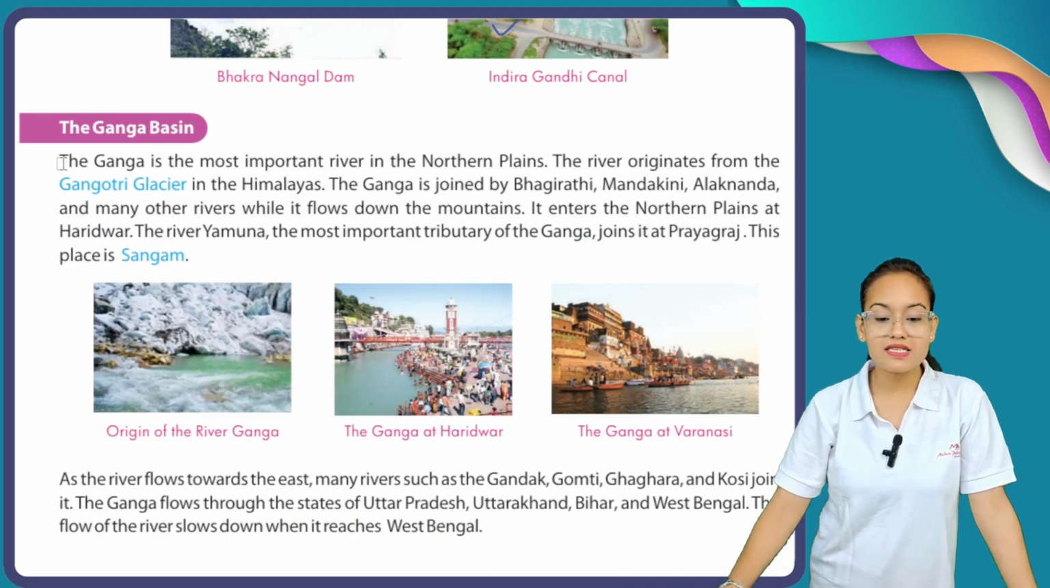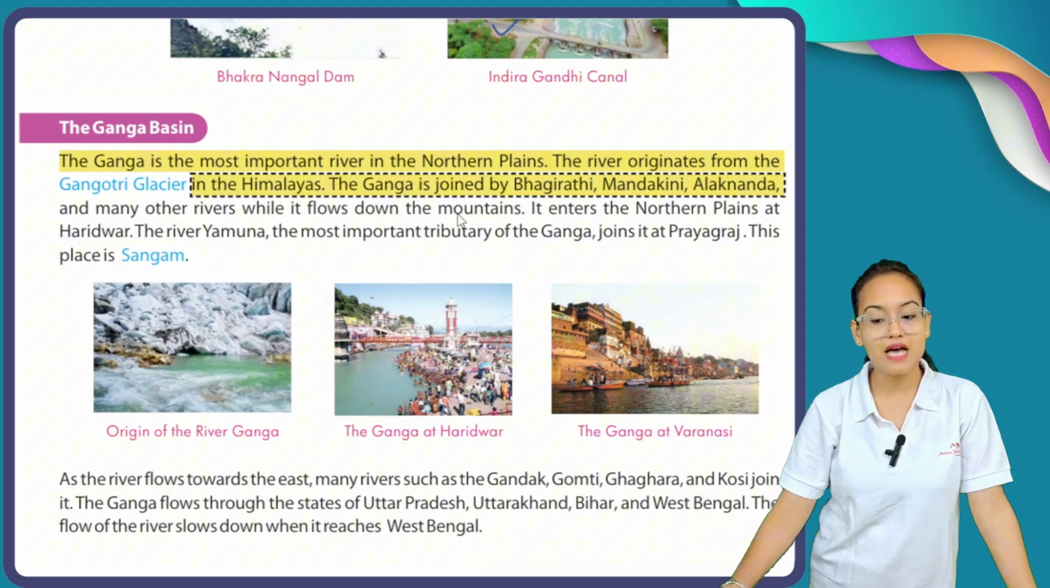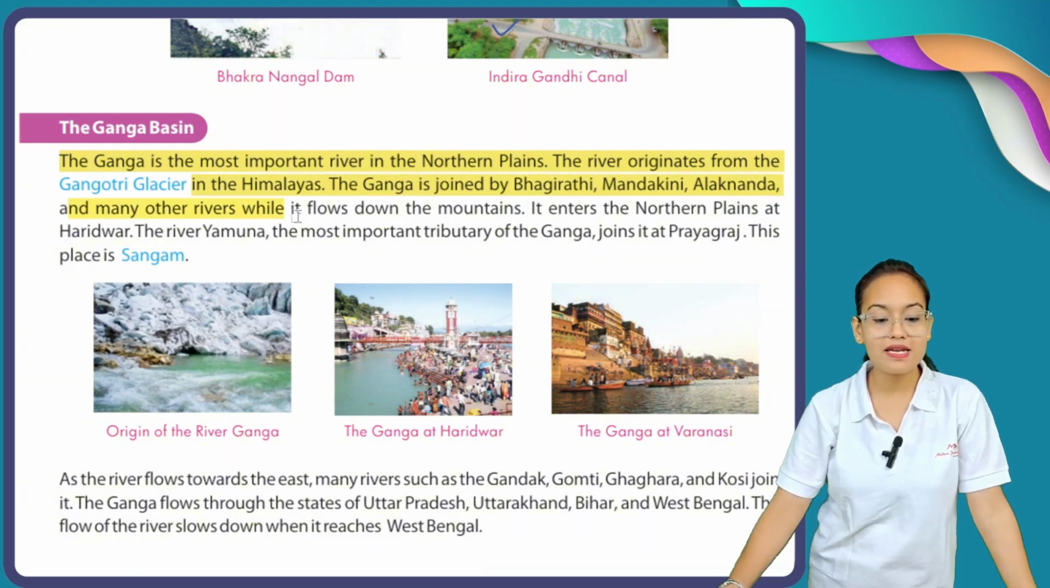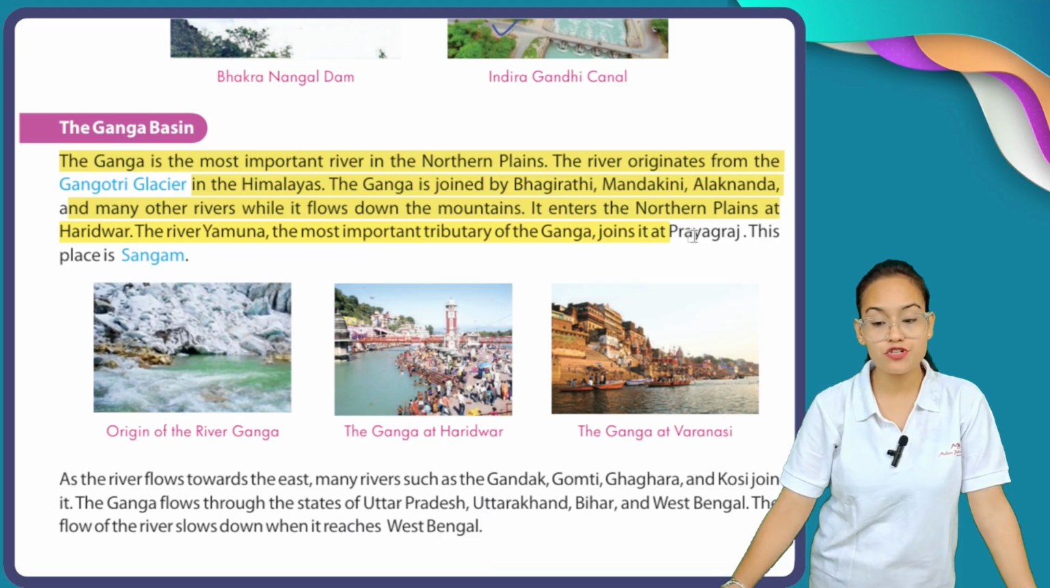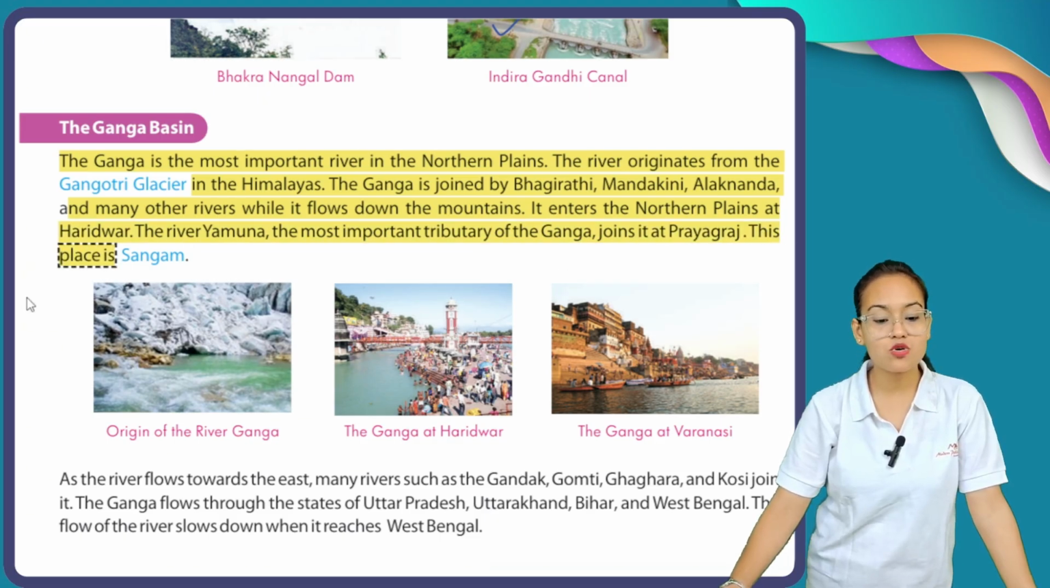The Ganga is the most important river in the northern plain. The river originates from the Gangotri Glacier in the Himalaya. Ganga is joined by Bhagirathi, Mandakini, Alaknanda, and many other rivers while it flows down the mountain. It enters the northern plain at Haridwar. The river Yamuna, the most important tributary of Ganga, joins it at Prayagraj. This place is called Sangam.